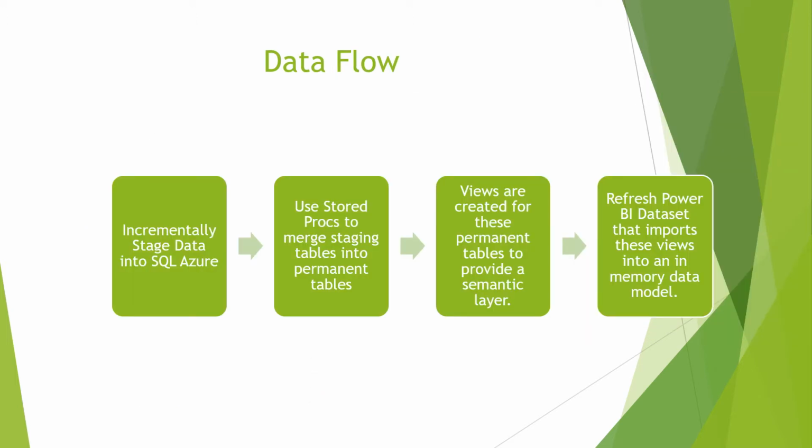Here's a quick overview of the data flow that we're going to orchestrate through ChillETL and Data Factory. We're going to incrementally copy the data from our different data sources into staging tables in SQL Azure. We're then going to use stored procedures to merge those staging tables into permanent tables. On top of that, we have views created for these permanent tables to provide a semantic layer. Power BI data set will import these views into the in-memory data model to give the business the fast performance they would look for.